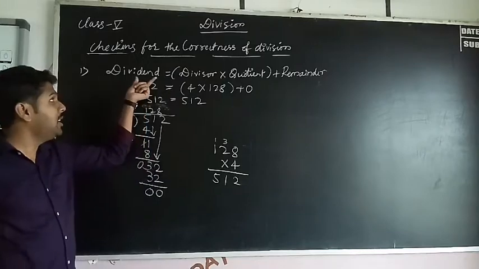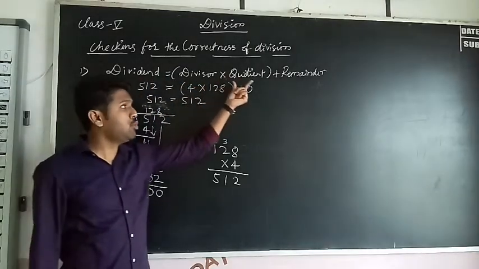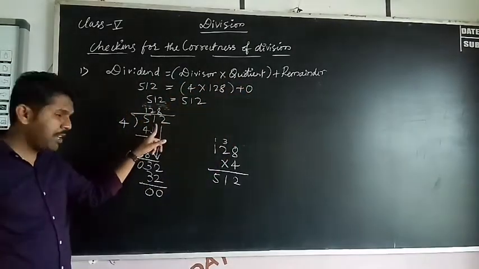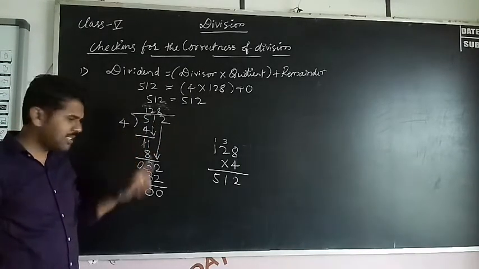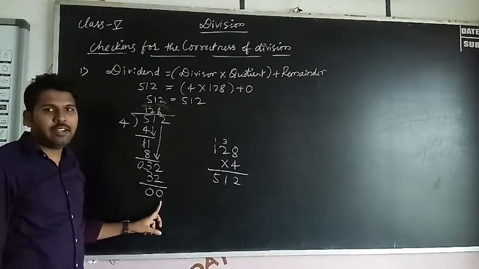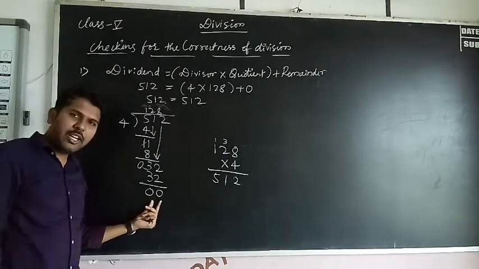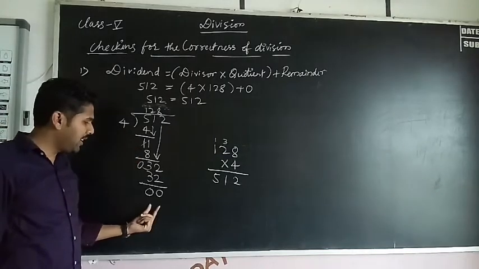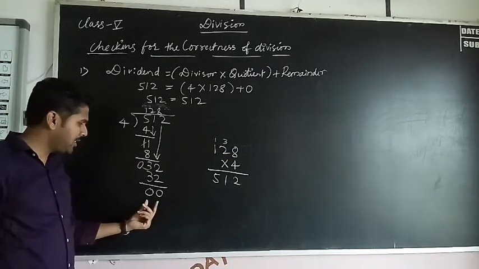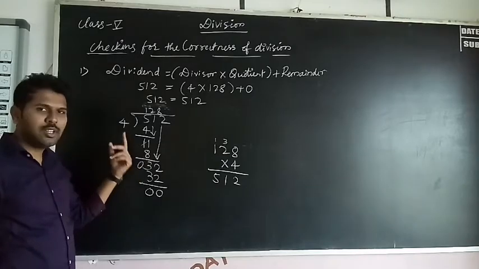So what is that? Dividend equals divisor into quotient plus remainder. Dividend equals just multiply the quotient and divisor, plus remainder. And here the remainder should be smaller than the divisor. Okay, if it is greater, again divide it. So here 0 is there, and 0 is smaller than 4, so that is fine.